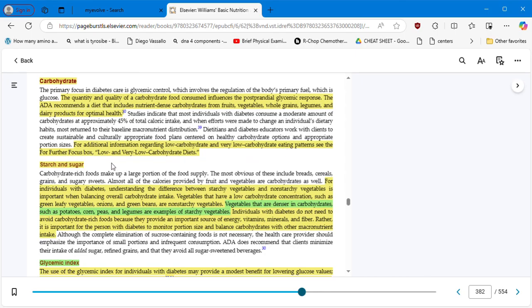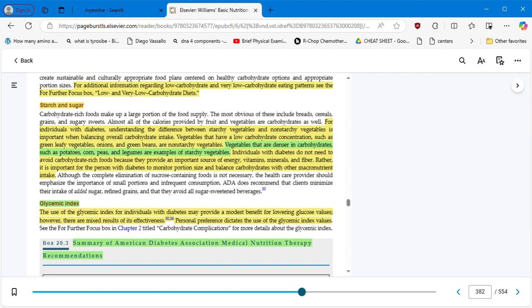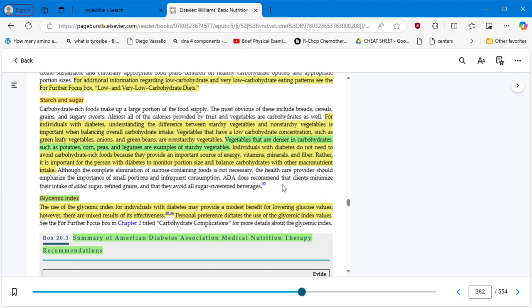Okay. Starch and sugar. For individuals with diabetes, understanding the difference between starchy vegetables and non-starchy vegetables is important because non-starchy vegetables have a low carbs concentration, such as green leafy greens, onions, green beans. Vegetables that are dense in carbs, such as potatoes, corn, peas, and legumes, are examples of starchy vegetables, right? So that bag in the supermarket is a no-no.